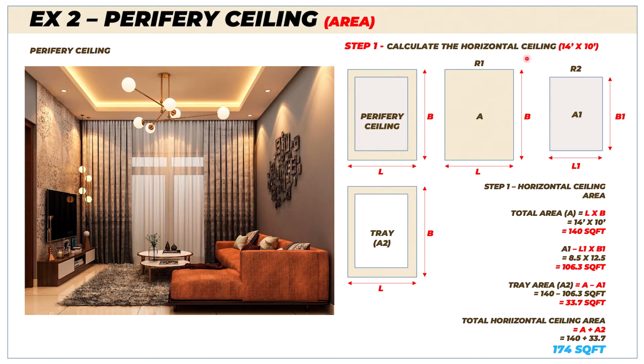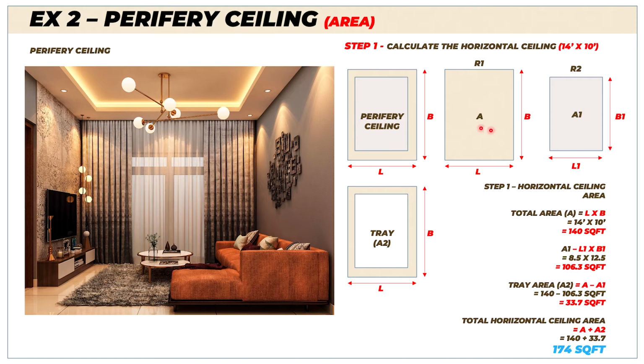Now let's say the room size is 14 by 10 feet. Okay, in plan this is how it will look. So this is the periphery ceiling, this is the outer tray and this is the inner tray. The one that you see in grey is the higher ceiling and the one that you see in beige color is the lower ceiling.